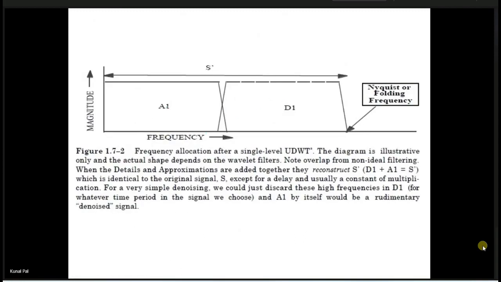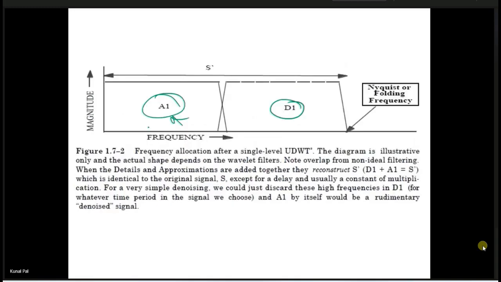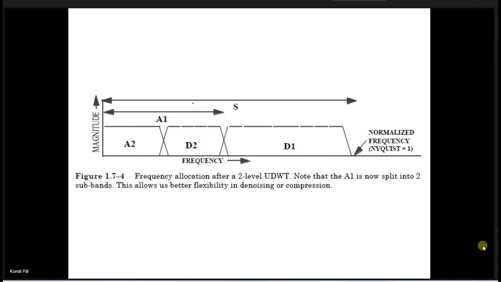So the low pass filter component is regarded as the approximate coefficient, and the higher frequency components are called detailed coefficients. Now this A1, if I apply another set of low pass and high pass filter, then we will get another set of approximate and detailed coefficients.